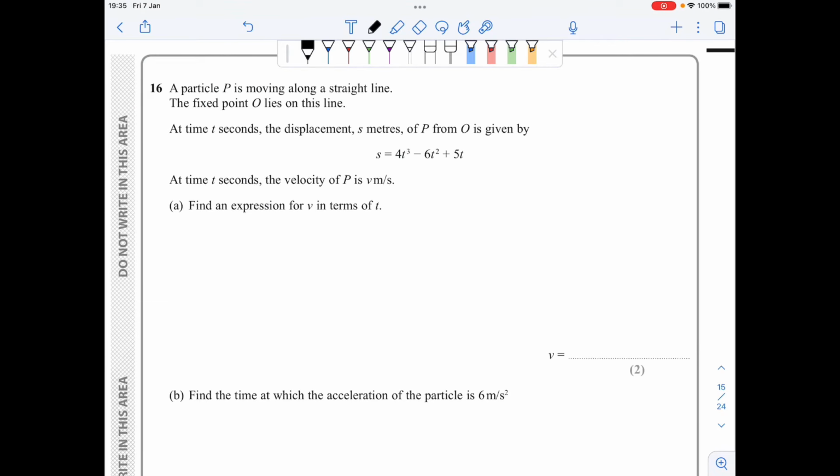For part A, to find an expression for the velocity, I'll need to differentiate. So I need ds/dt. So 4 times the power, which is 3, is 12t. Reduce the power by 1, you get squared, minus, and then you have 6 times 2, that's 12t to the power of 1, no need to write it, and then you have 5t with the power of 1, it becomes just 5 without the t, and that's the expression for the velocity.